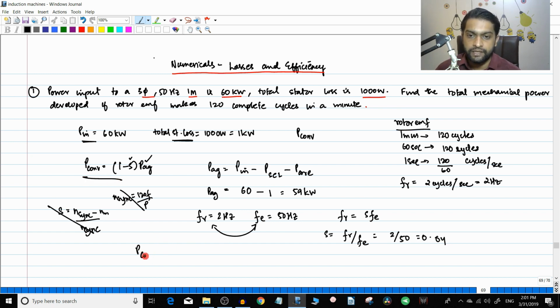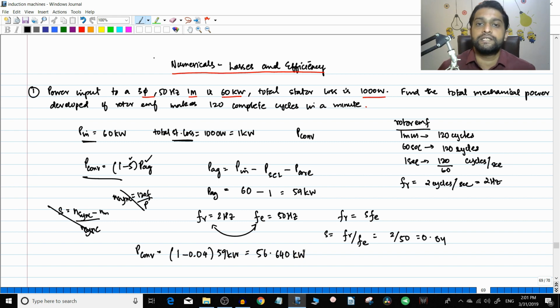Now from this we can just put those values here. So P converted will be equal to 1 minus 0.04 multiplied by PAG, which is 59 kilowatts. Therefore the converted power will be equal to 56.640 kilowatts. So out of the input power, which is 60 kilowatts, the power which is converted to mechanical power is 56.640 kilowatts.